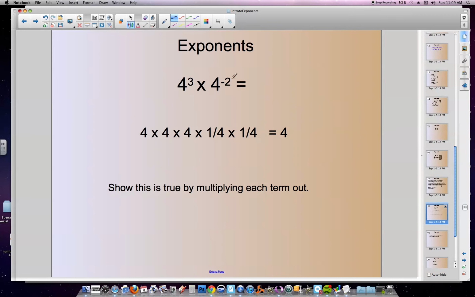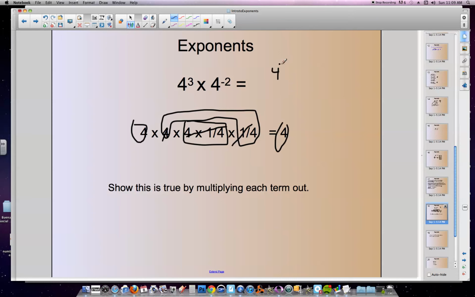So back to our example here. 4 to the negative 2 must mean 1 over 4 times 1 over 4. Because 4 times 1 over 4, well, that's 1. So that cancels out, right? That makes no impact, because when we're multiplying, 1 makes no impact. And then here we've got 4 times 1 over 4, right? So those cancel out, and we're left with 4 equals 4. And we can expand that to say that 4 to the negative 2 equals 1 over 4 times 1 over 4.